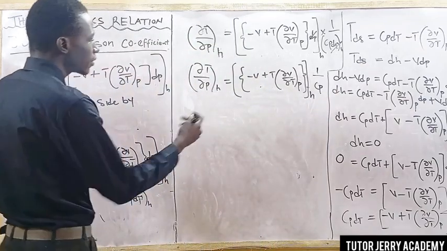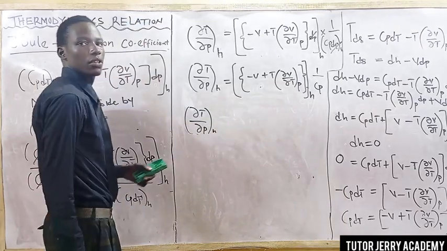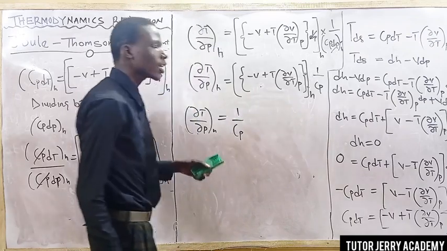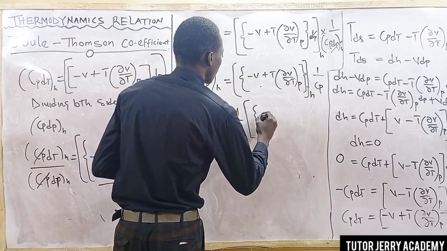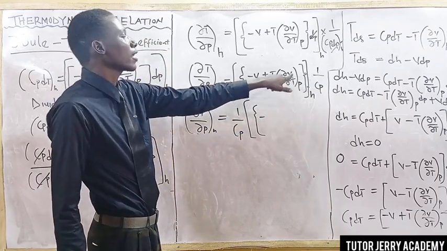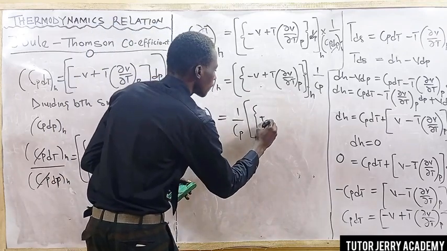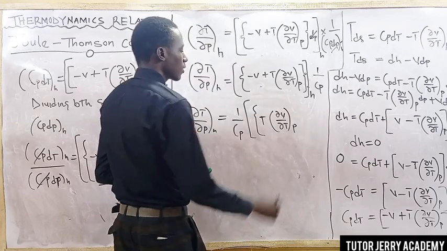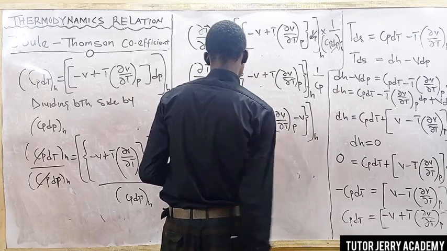Now we can rewrite this equation by saying the partial derivative of T over the partial derivative of P, keeping H constant, is equal to 1 all over Cp, the bracket of, or we can rewrite it in the form of, we can say plus, that is T into the partial derivative of V over the partial derivative of T, keeping P constant, minus V, close the bracket, keeping H constant. So this is what we have.